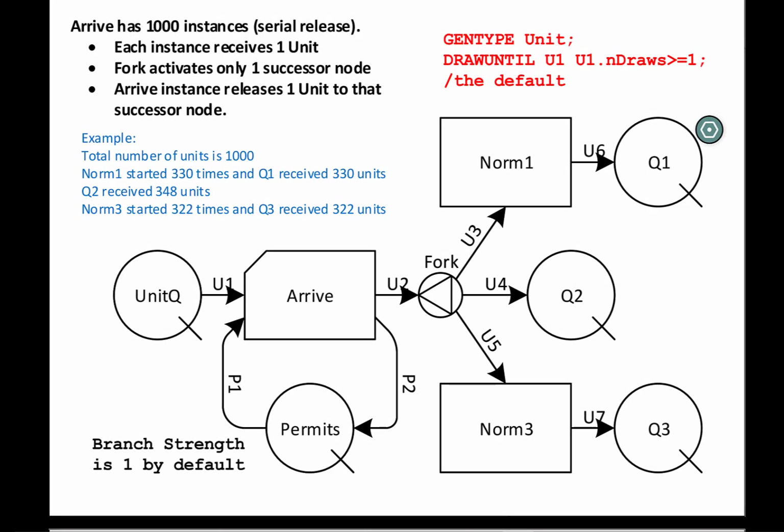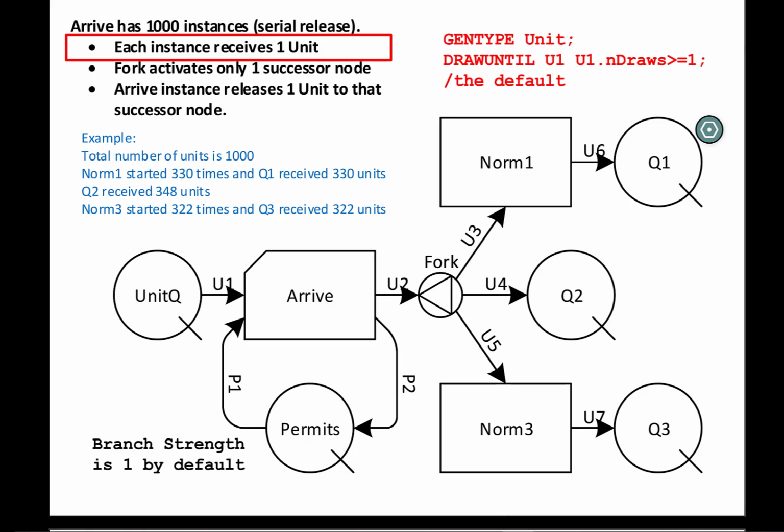The second example also uses generic resources. The difference in this example is the draw until expression for link U1. This draw until is the default, which is that the number of draws are greater than or equal to 1. When that condition is satisfied, then the drawing process ends. This means that combi arrive will be able to create 1000 instances.